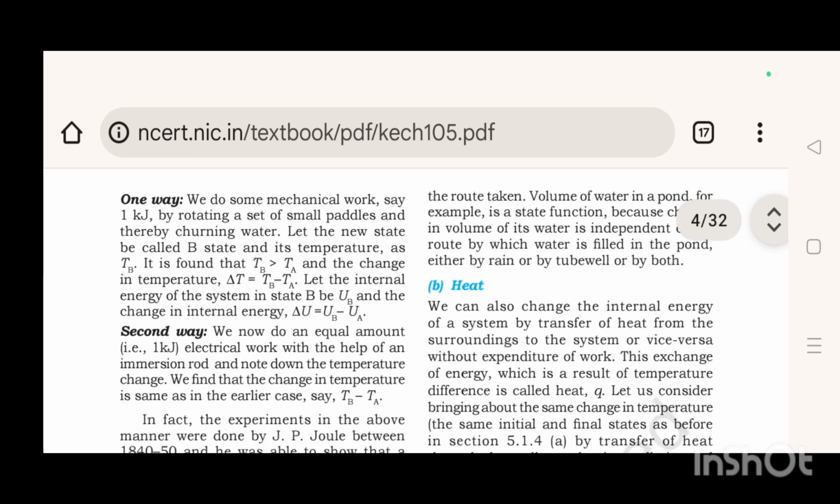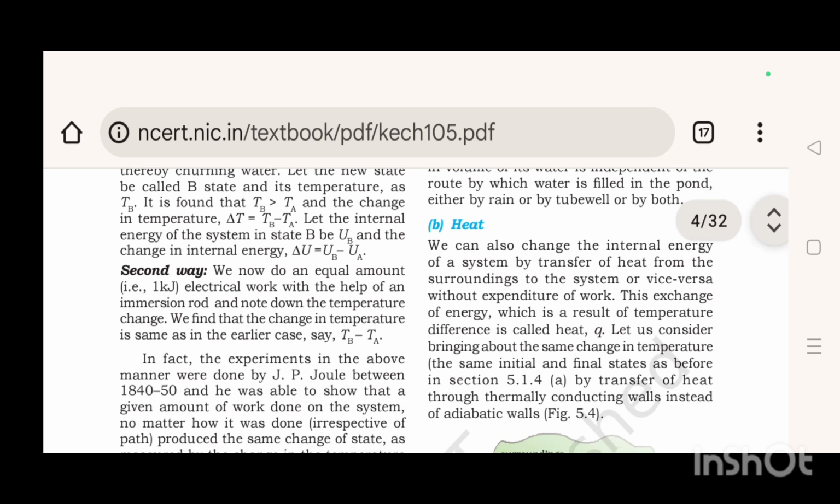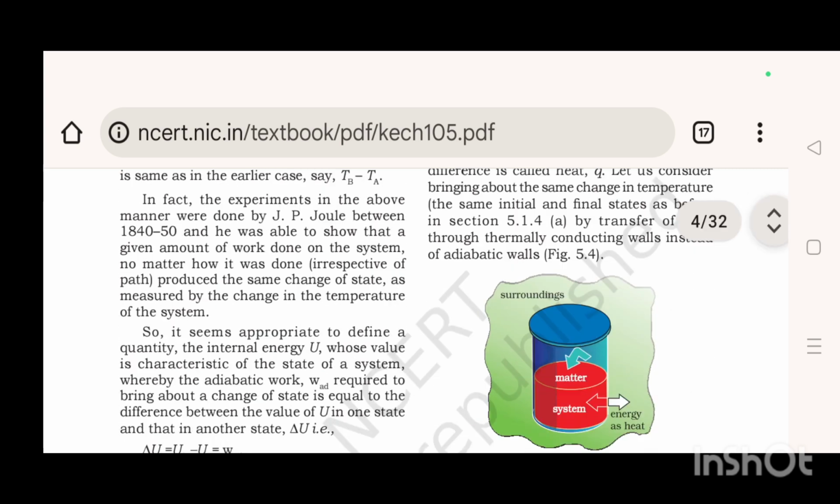B, heat. We can also change the internal energy of a system by transfer of heat from the surroundings to the system or vice versa without expenditure of work. This exchange of energy, which is the result of temperature difference, is called heat, Q. Let us consider bringing about the same change in temperature, the same initial and final state as before, by transfer of heat through thermally conducting walls instead of adiabatic walls.